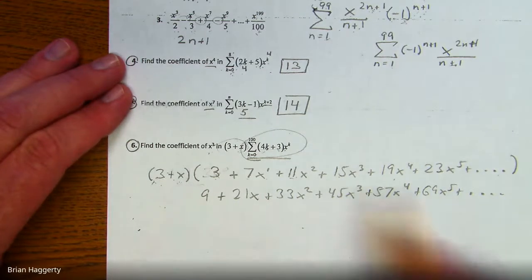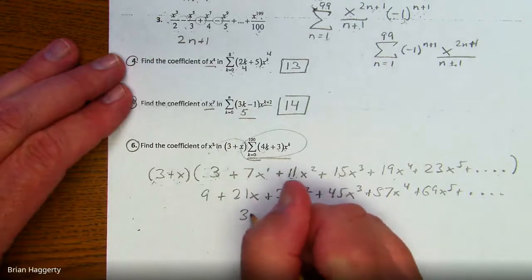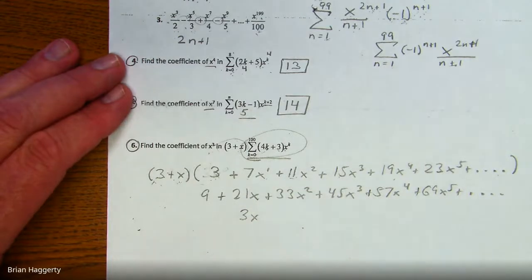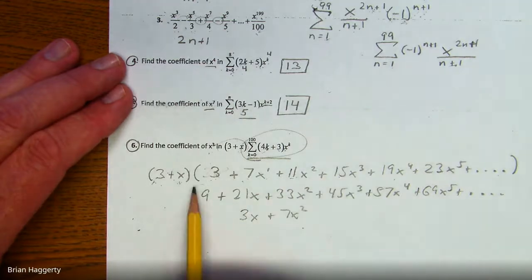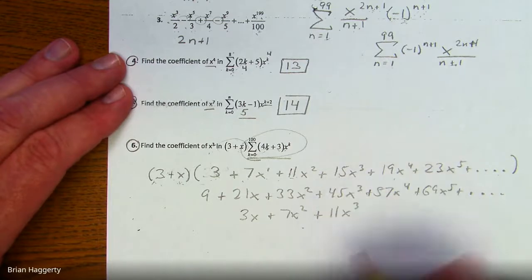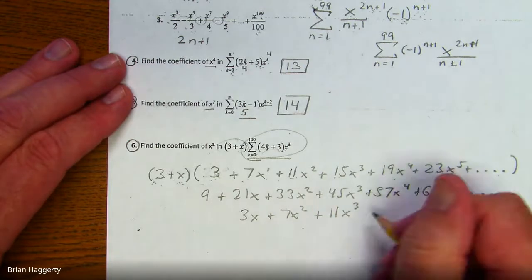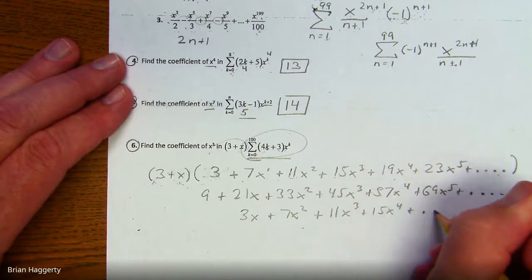Now we have to do x times everything. So x times 3 is 3x, and I'll write it so it's underneath, so it's easy to combine the like terms. X times 7x, 7x squared. X times 11x squared, 11x to the third. X times 15x to the third, 15x to the fourth, and we don't need to go any further.